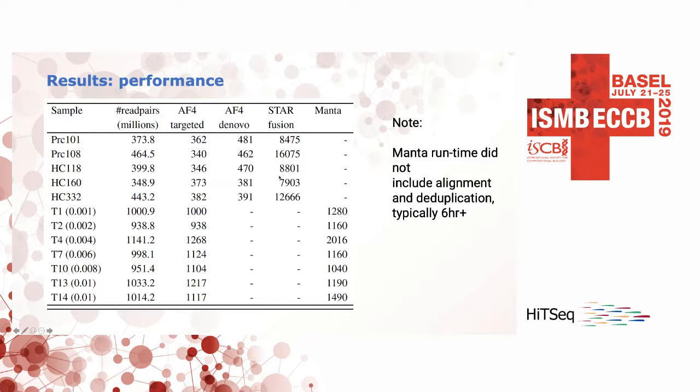This is the performance, the runtime. On the targeted or de novo mode, our runtime is actually 20 to 30 times faster than STAR-Fusion, which is the only program that can actually run on our current data size. With MANTA, this is only the filtering stage. We excluded the pre-processing time for MANTA, which takes about 6 hours plus. So this is really a practical program we have developed.